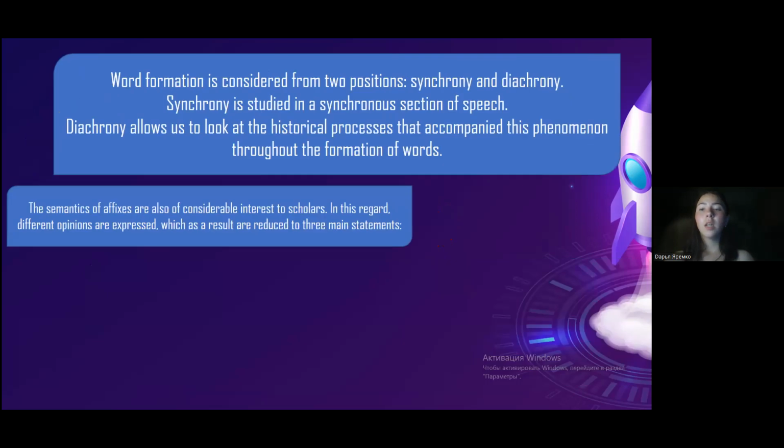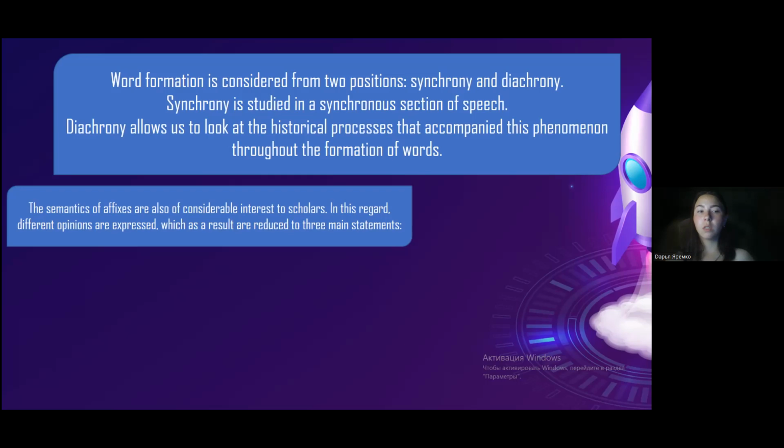Next slide, please. The phenomenon of word formation is considered from two positions, synchrony and diachrony. In the first approach, word formation is studied in a synchronous section of speech. The main focus is on the connections between words. Diachronic analysis of word formation allows us to look at the historical process that accompanied this phenomenon throughout the formation of the words. The semantics of affixes are also of considerable interest to scholars.